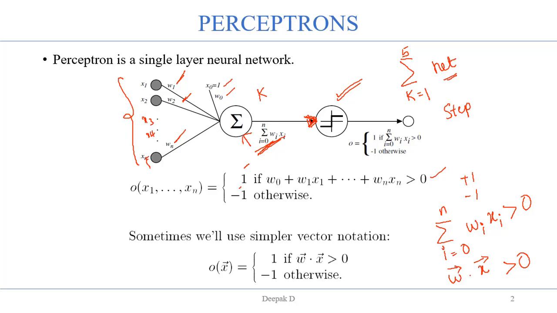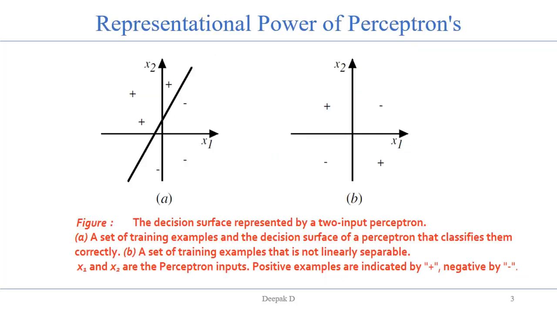Let's see the representation power of perceptrons. We can view the perceptron as representing a hyperplane decision surface in the n-dimensional space of instances. This perceptron outputs +1 for the instances which lie above this surface, and the instances which lie below this hyperplane surface output -1.